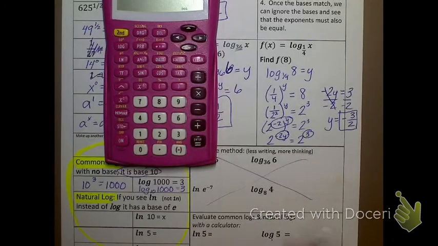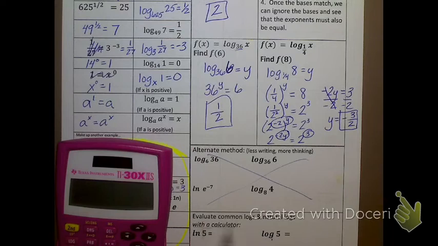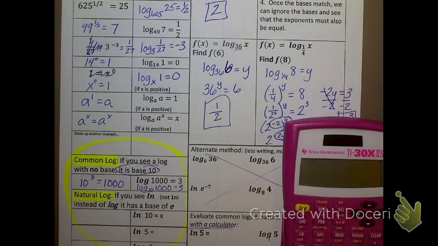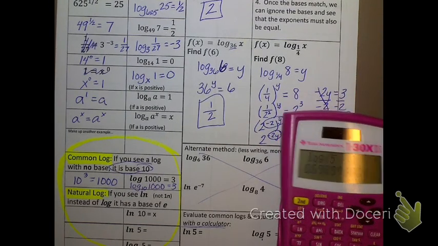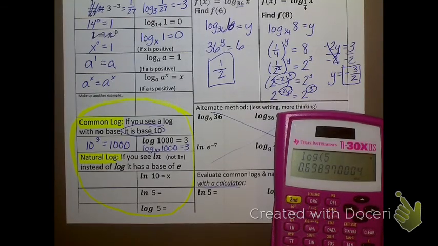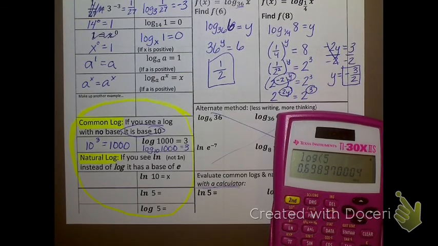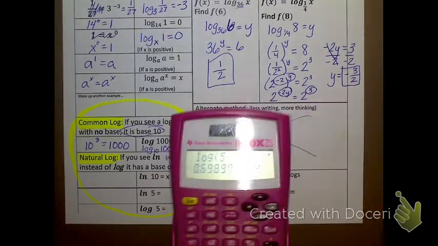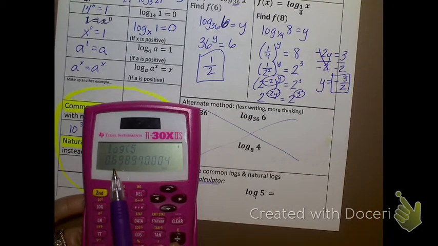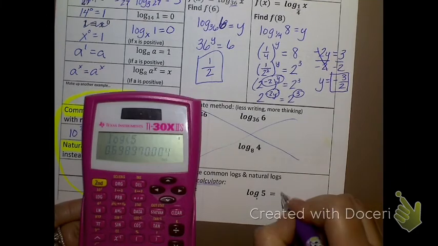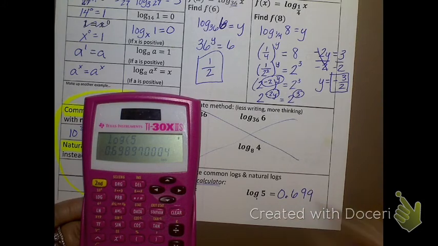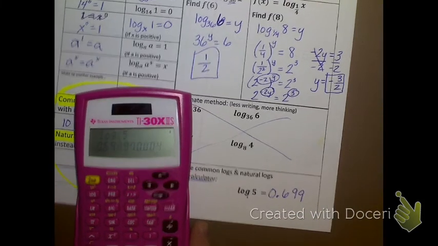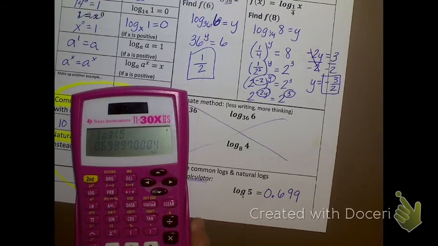Log of 5. If I wanted to find that, this one says evaluate with a calculator. So if I punched in log of 5, I'm going to get a long, ugly decimal. With logarithms, it is traditional that we round off to 3 digits past the decimal. Don't ask me why. Some textbook probably decided that was a good place, and people just do that from now on. So I have 0.6989. What am I going to round that off to? 0.699. So if it says round to the nearest thousandth, that means give me 3 digits past the decimal.